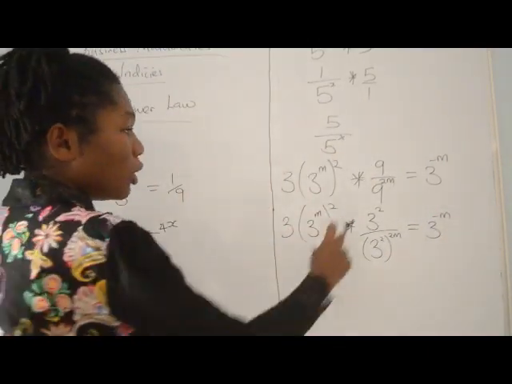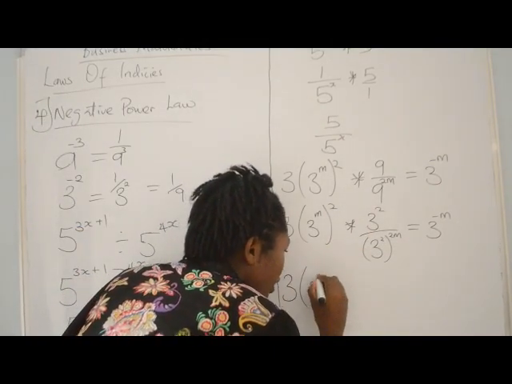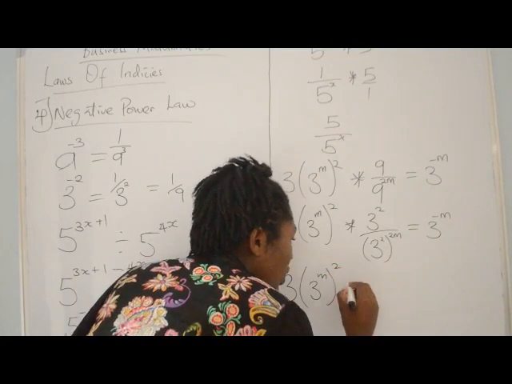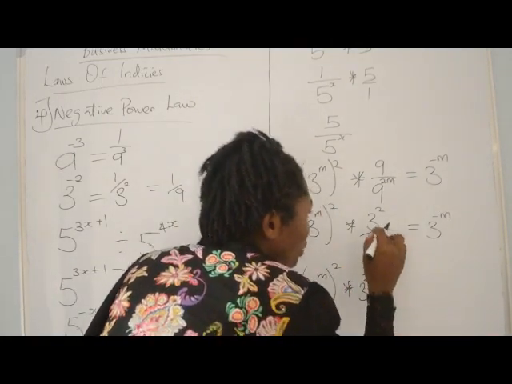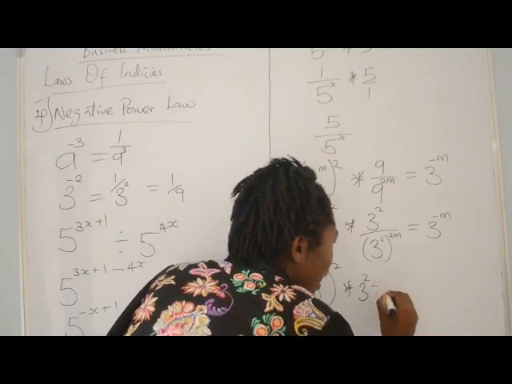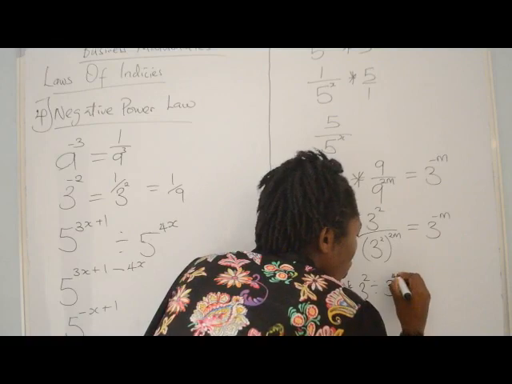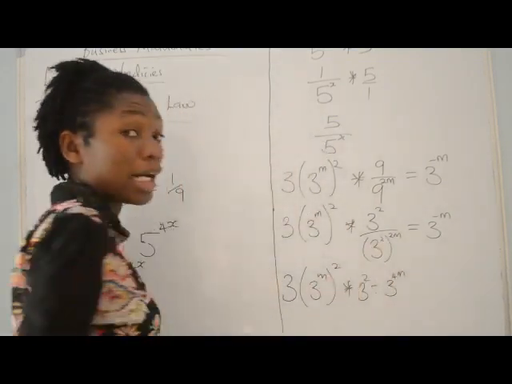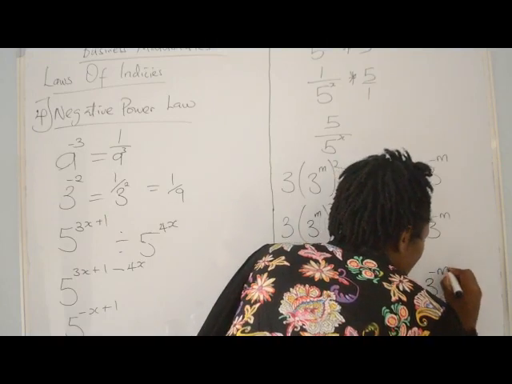Okay, for the next step, we are still working on that. We have 3 raised to power 3m squared multiplied by, now this is 3 raised to power 2. We're bringing our division out, and then we have 3 raised to power, that will be giving us 4m, alright, product power law. Okay, to be equal to 3 raised to power minus n.